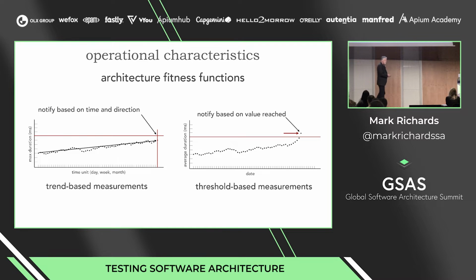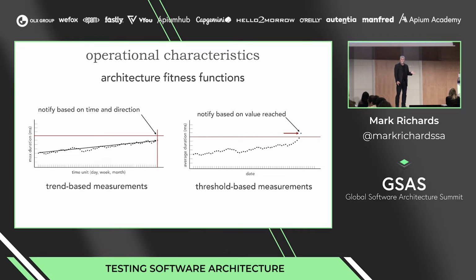Okay. So, we can do 2 types of fitness functions. Those that are trend-based measurements. These tend to be most of my favorite ones, where we're kind of looking over time to see if things are getting worse or getting better over time. And then it notifies me if that analytics service that I wrote through simple machine learning or just basic trend analysis starts to notice something's off.